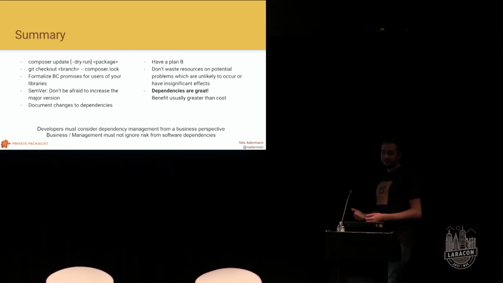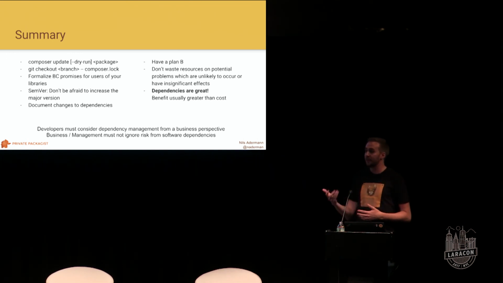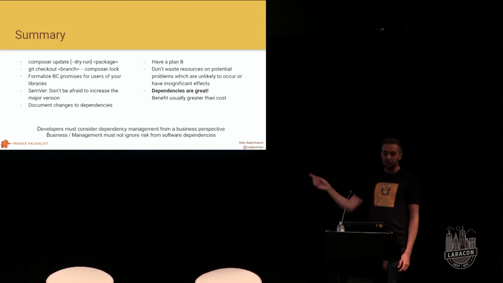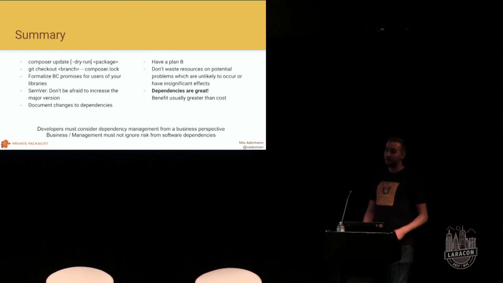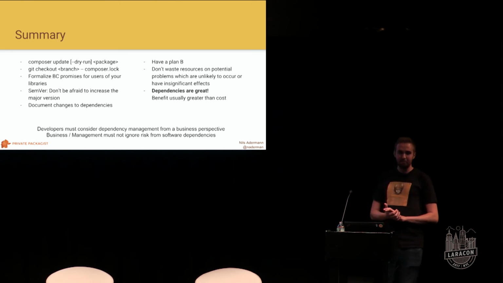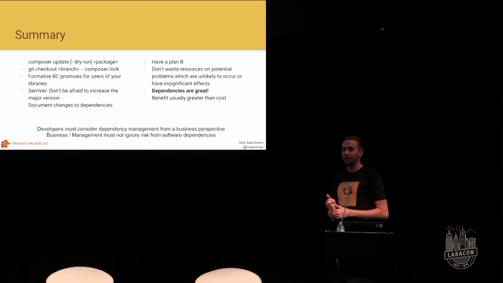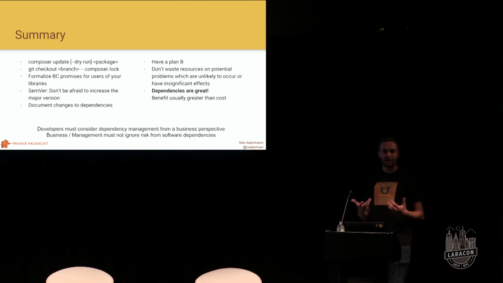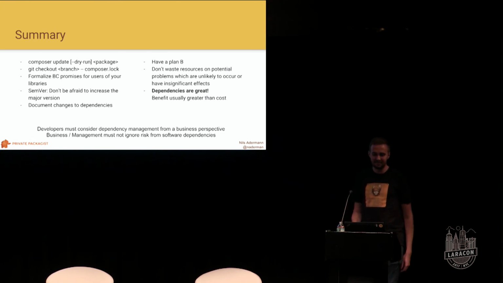So in summary, use composer update with dry run to get an idea of what's going to be updated. Do partial updates. Use git checkout branch composer.lock to reset the composer lock to then reapply the update. Formalize your BC promises for users of your libraries so that they can actually rely on semantic versioning. And then do not be afraid of incrementing the first version number on a library that you're publishing. It's OK to have large numbers there.